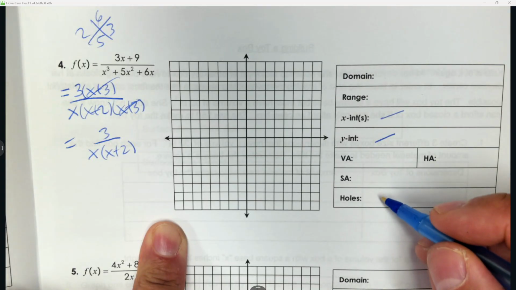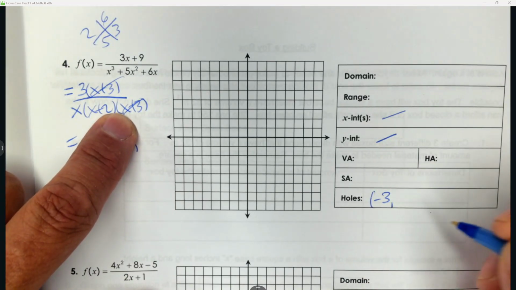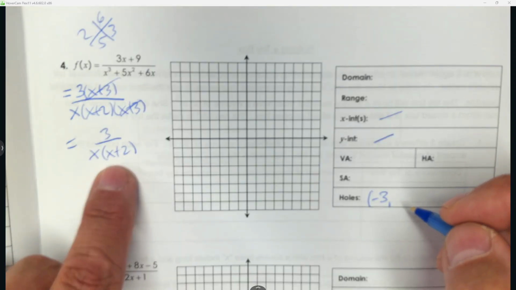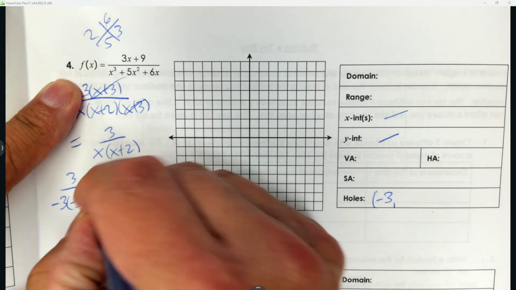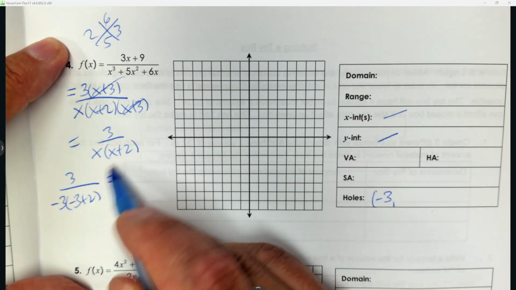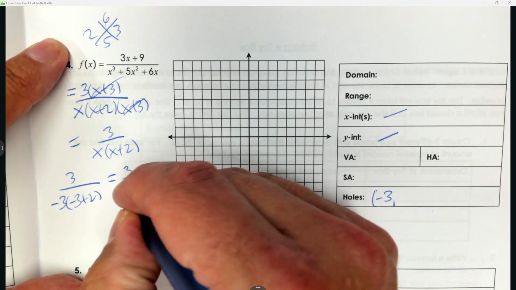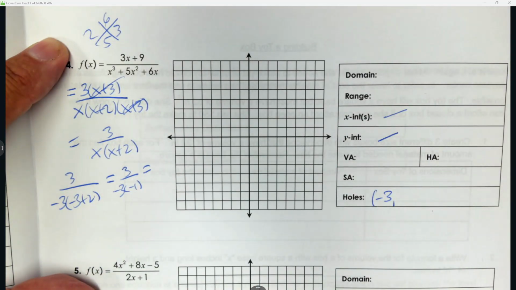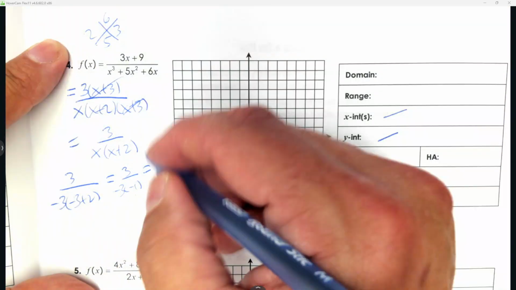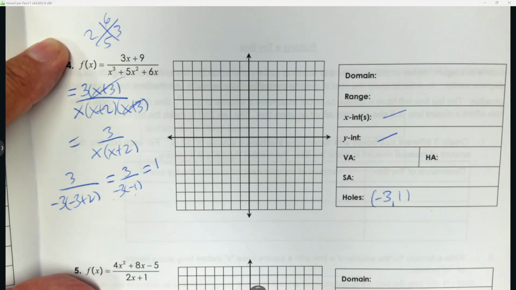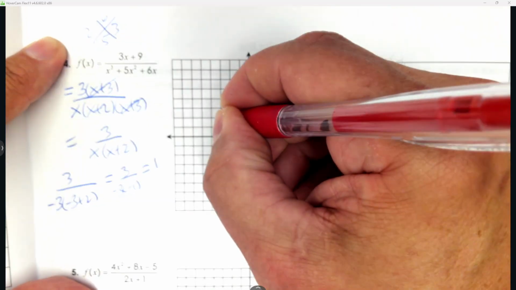There is a hole. What crossed out was x plus 3. So the 0 is -3. We're going to take -3, and we need to plug in to find the y coordinate of the hole. So x becomes -3, and then you solve. So -3 plus 2 is -1. A negative times a negative is +3, and then when you divide, you get +1. So -3 and +1. That's a hole.